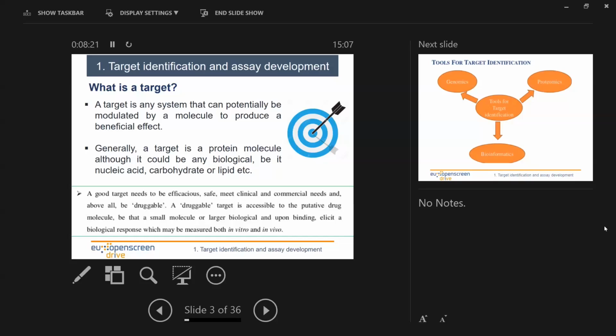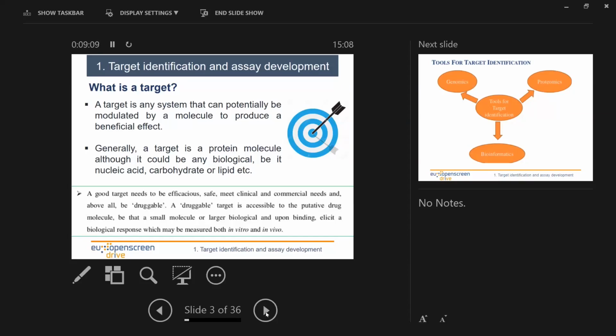What does druggable mean? Druggable means that the target is accessible for the molecule or the extract of the drug that we are going to use in the screening campaign. This molecule or extract or drug could at the end be a biological, or a small molecule, but it should bind to the target that we selected. And what we are going to see at the end is a biological response. This biological response could be measured by different methods, but depending on the assay that we want to establish, it should be evaluated in vitro or in vivo.